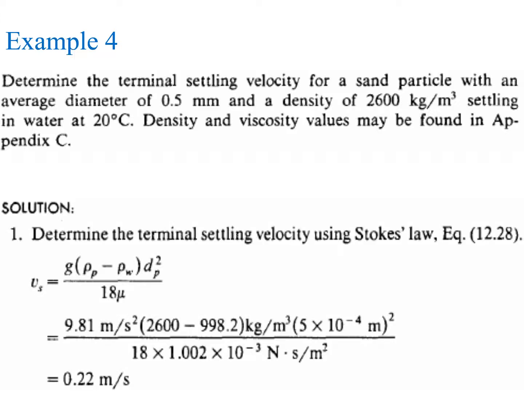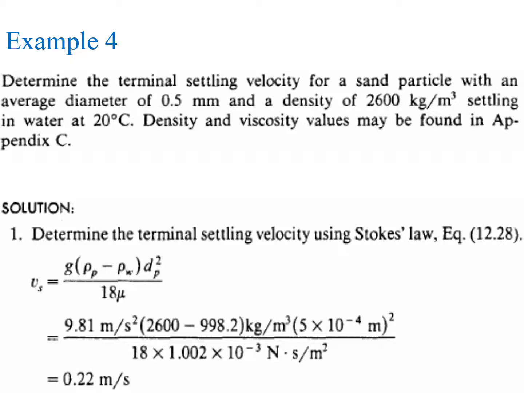First, you need to put a formula. The formula is gravity times (rho particle minus rho water) times the diameter of the particle squared, over 18 times mu. First, because here you don't know whether it's laminar flow or turbulent flow, you will use Stokes law to see what the settling velocity is.